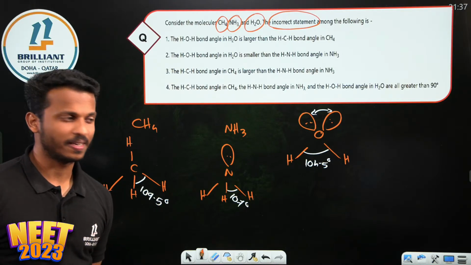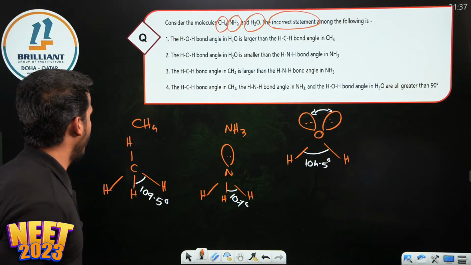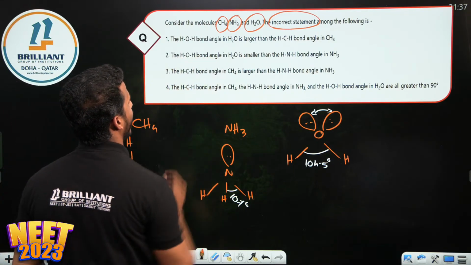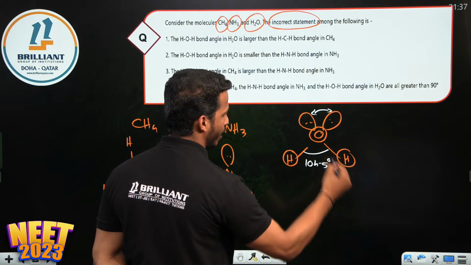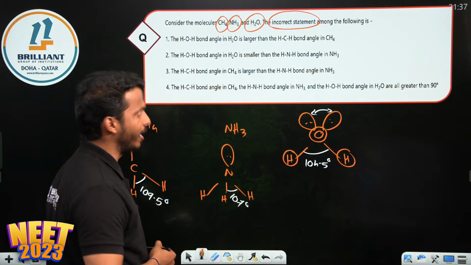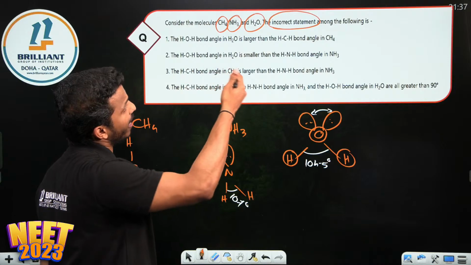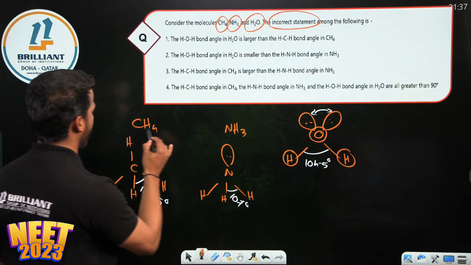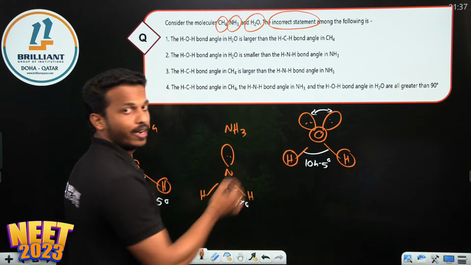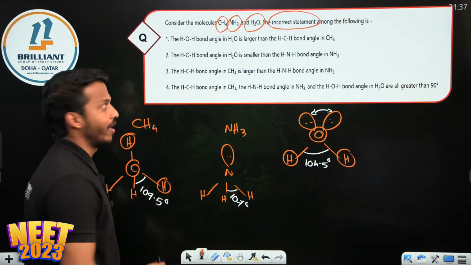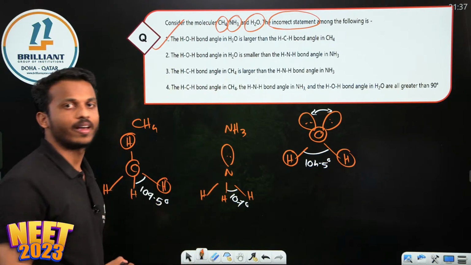Which is incorrect? Option 1, HOH bond angle in H2O. HOH bond angle in H2O, yes, it's 104.5 degrees. Is larger than HCH bond angle. No, no. It is smaller. It is smaller than 109, right? So option A is the incorrect statement.